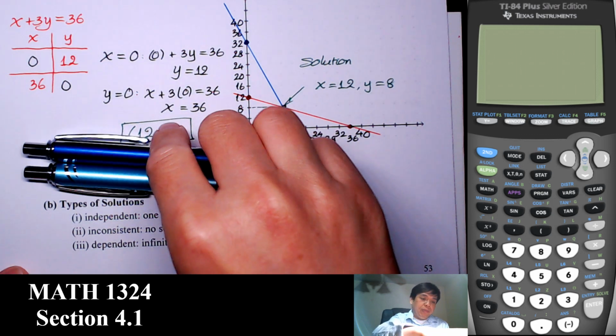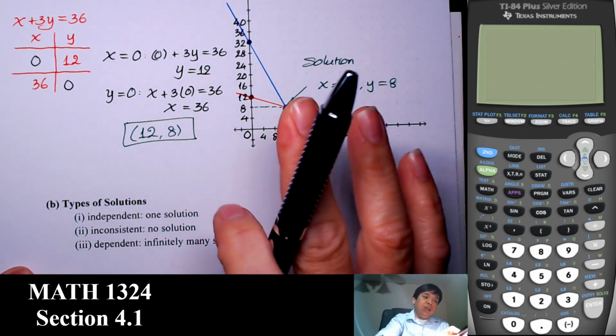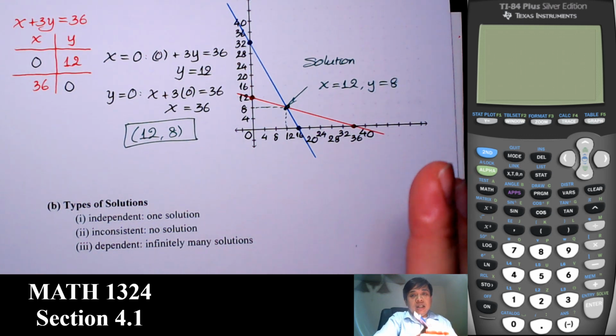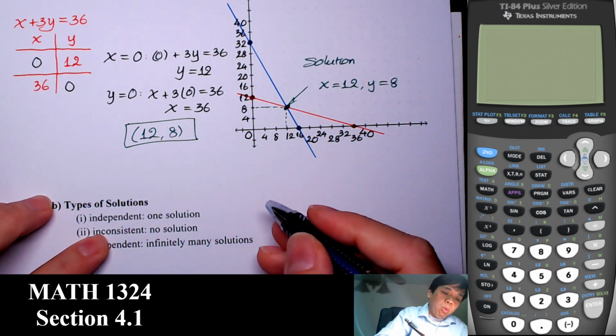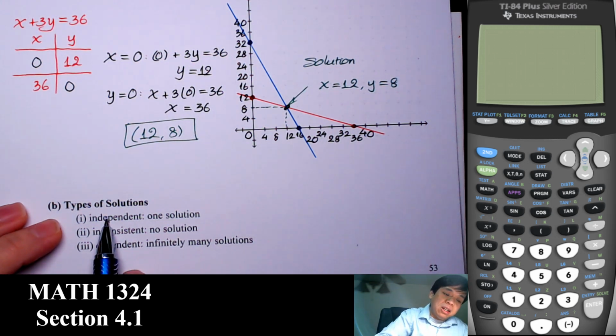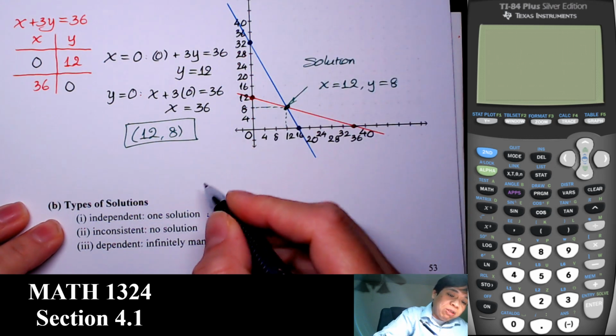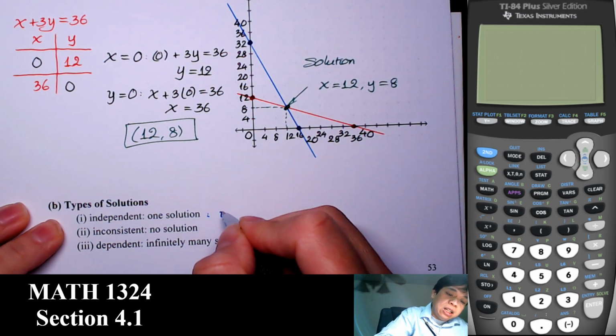So in that case we have 3. The reason we study the graphing method is so we can say that there will be 3 scenarios. We have one solution, which is called the independent system. Graphically, it is going to be intersecting lines.